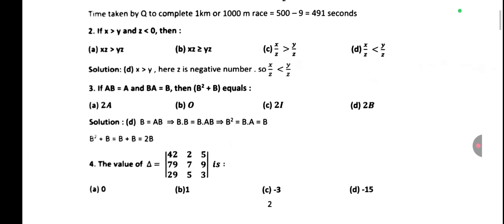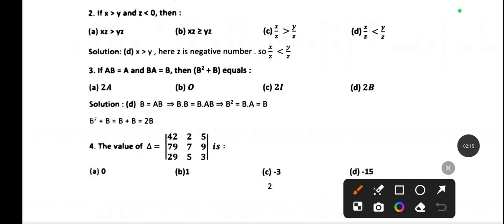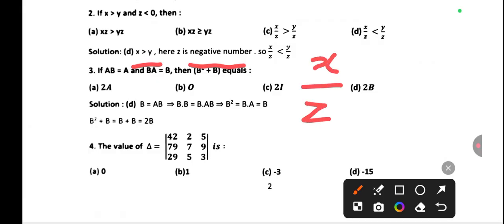So the first one is clear, check it. Then go for the second one. X is greater than Y and Z is less than 0. Then what are they asking? X is greater than Y, and Z is a negative number. That means when you divide X by Z, that is, X by a negative number, it should be lesser than Y by a negative number.